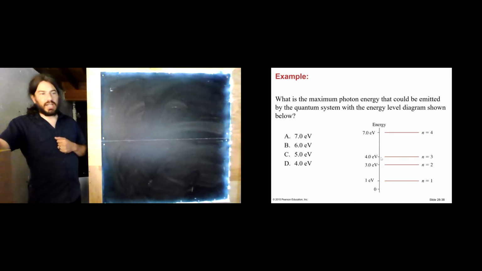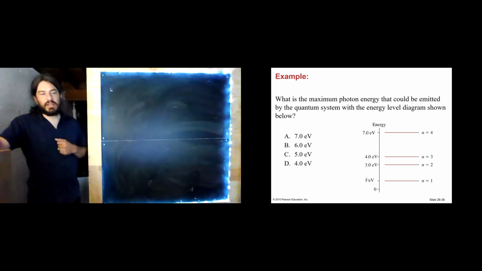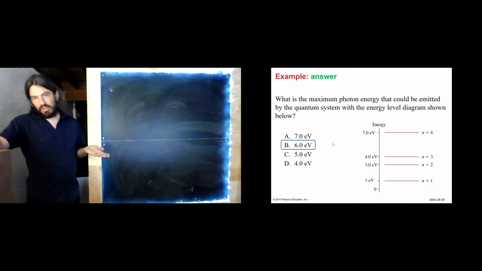Well, maximum photon energy. To get the maximum photon energy, we're going to have to move from the highest energy level to the very lowest energy level. Again, notice that in this system, the ground state is not 0. In this system, the ground state is 1 electron volt. So the maximum energy that could be released would be 6 electron volts. Not too bad.